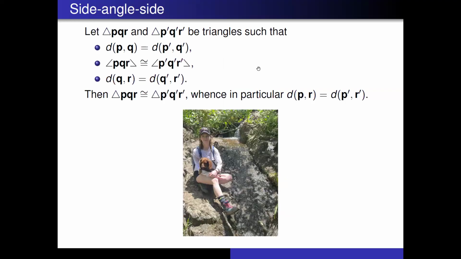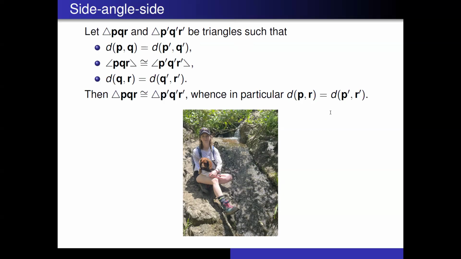Now, the side-angle-side version, we can now write in the following way. You take 2 triangles where the PQ sides are the same and the QR sides are the same, and the ordered angles are congruent, then in fact, the last side is the same. And that's almost a triviality.